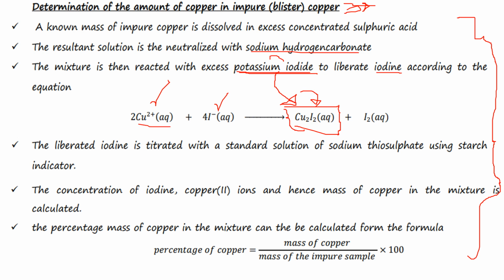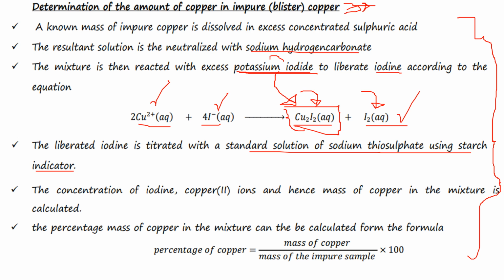Copper(I) ions react with iodide ions to give us copper(I) iodide together with iodine. The liberation of iodine makes your solution brown. Now the liberated iodine is titrated with a standard solution of sodium thiosulfate using starch indicator. Remember that whenever you have iodine in an experiment, we always use sodium thiosulfate as the standard titrant, and whenever you use sodium thiosulfate as a titrant, you always use starch as an indicator.